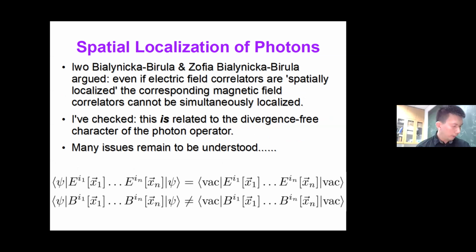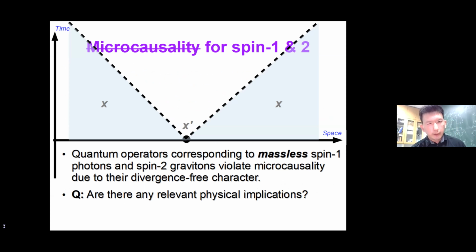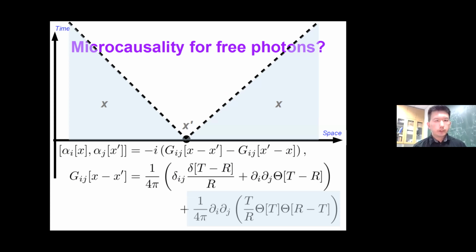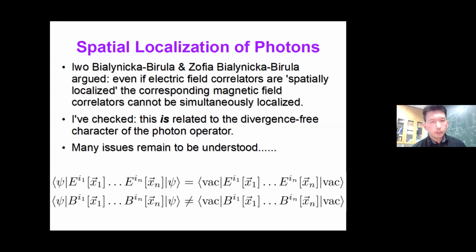So what I have checked is that this property of non-localizability is in fact related to the divergence-free property of the photon operator, which, as you may recall, is related directly to this violation of microcausality. But I do need to work on it a little bit more, mull over it a bit more, and many issues remain to be understood. So hopefully, in the not too distant future, I'll get to visit Case in person and tell you more about this line of work.